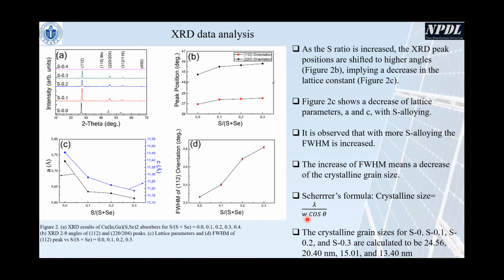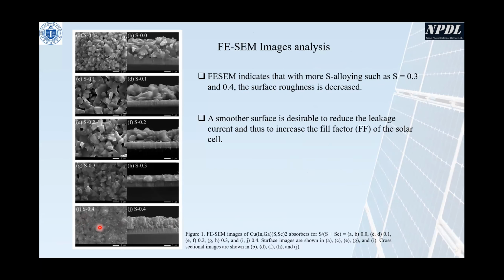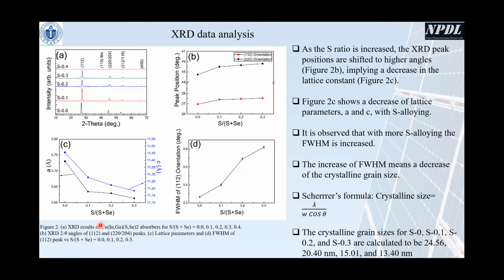That means with increasing sulfur, the crystalline grain size is decreased. We also saw that in the previous slide with the same image. With high sulfur content, the grain size decreases too much. We also calculated the crystalline grain size from the case without sulfur to the high sulfur case. We saw that with increasing sulfur, the crystalline size is reduced from 24 nanometer to 13 nanometer.